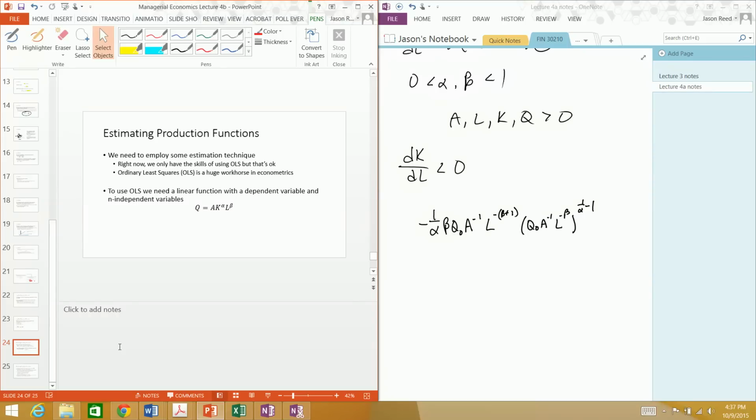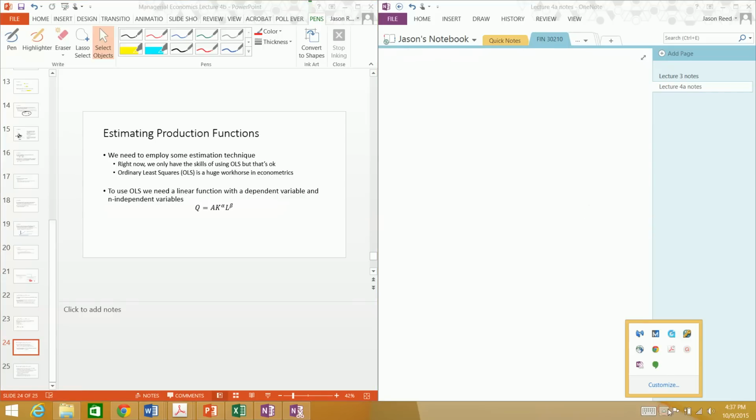So if you were at a firm and you were trying to understand your relationship between capital and labor, you have some basic knowledge in order to do that. And really, this is where we ended our lecture over 4B.